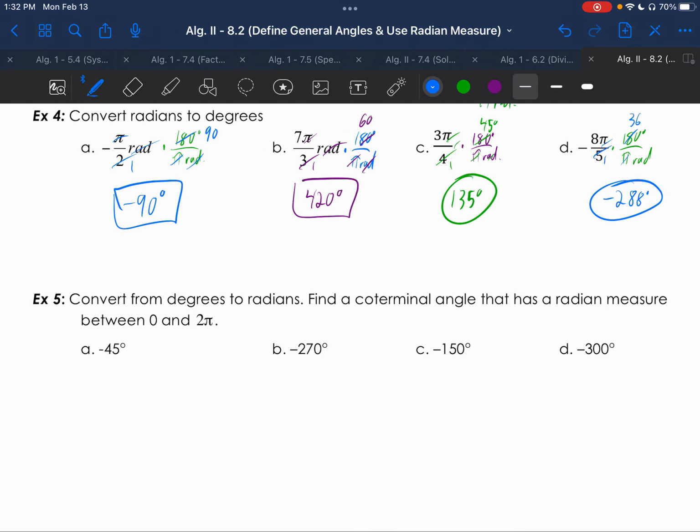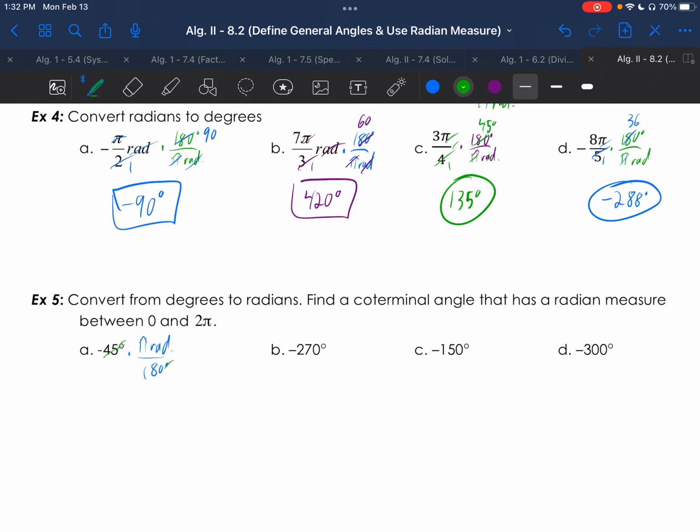Now we're going to go the other way around, degrees to radians. And then finding a coterminal angle when we're done that has a radian measure between 0 and 2 pi. So making it between no rotations and 1 rotation. So negative 45 degrees, we're going to multiply that by pi radians over 180 degrees. So degrees and degrees, negative 45 and 180 becomes negative 1 and 4. So you end up getting negative pi over 4 radian.